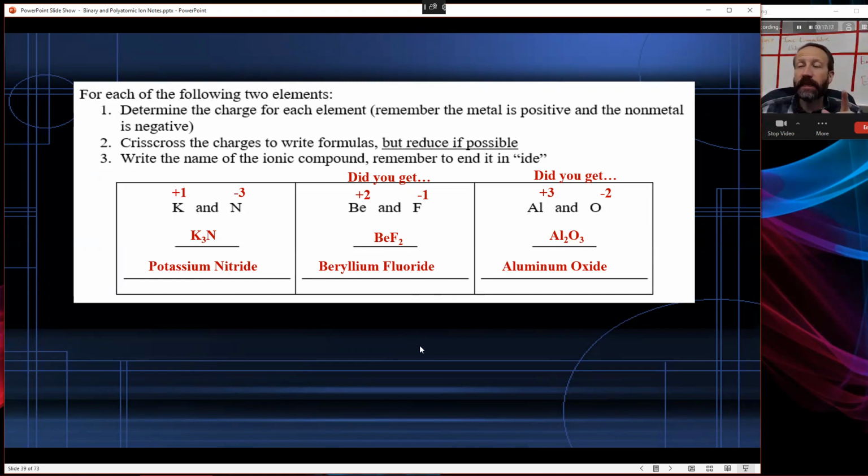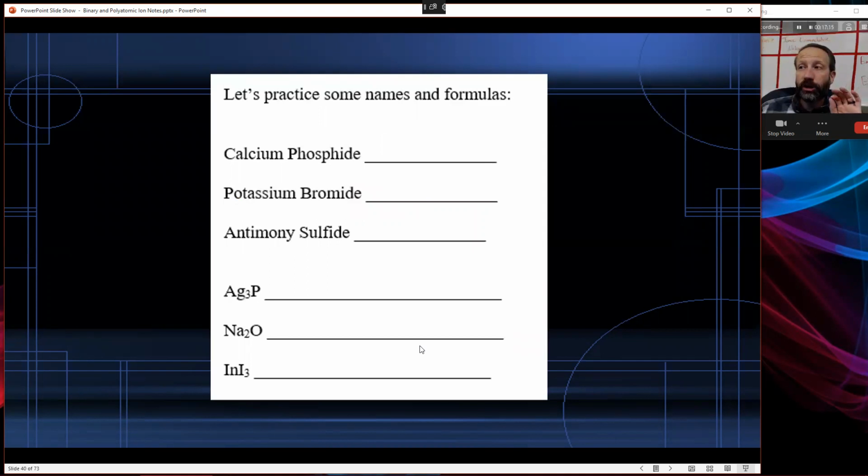Okay, at this point in time, I want to show you what's going to be asked of you on your assignment. Your assignment page, which is in Canvas, is going to be formatted in this method. Just to make it clear, be sure everyone's ready to go for it. If I give you the name, I want a formula. If I give you a formula, I want a name.